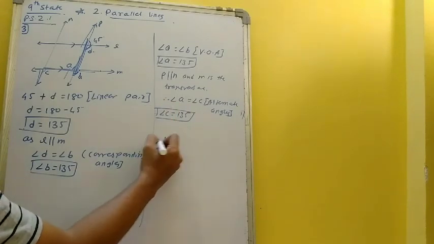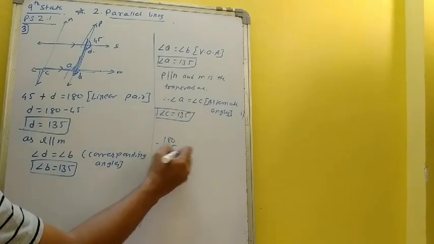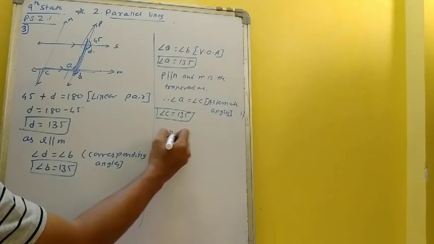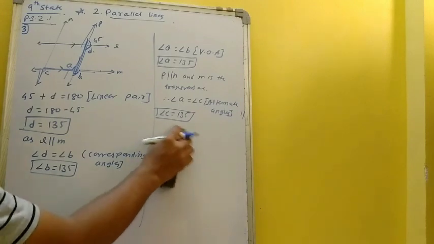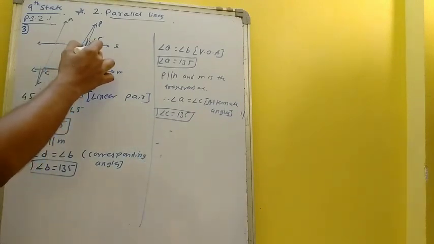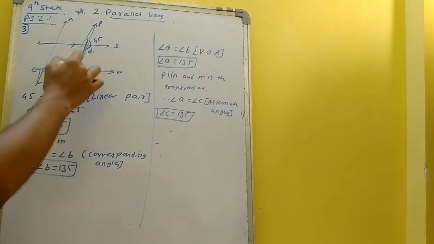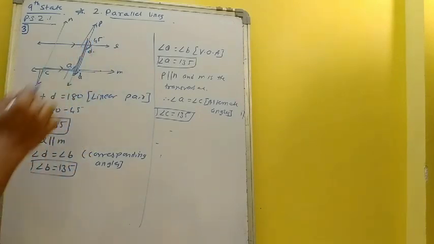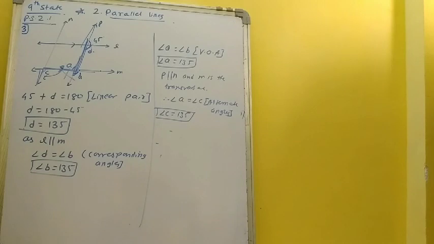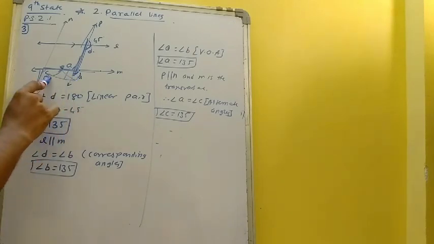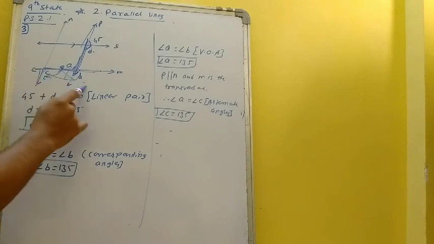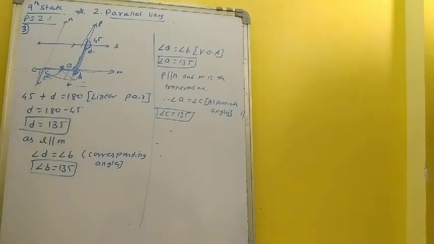Okay, let me check. 180 minus 45, 135. Yes, it's correct. So for angle A, first I find out D by linear pair. D is equal to B by corresponding angle. B was equal to A and A is equal to C. You can also show that B is equal to C directly by corresponding angle. So that method also you can use to solve it.